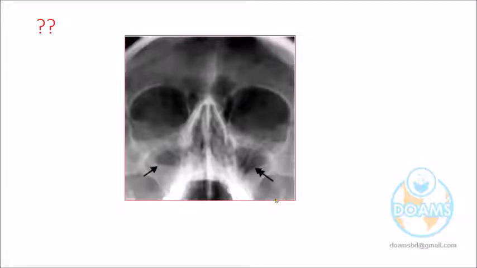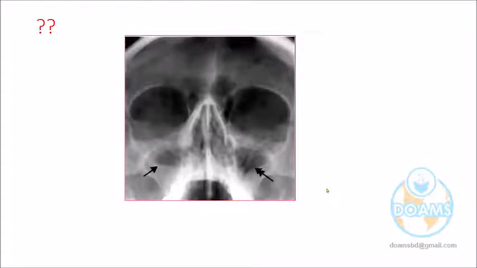But the diagnostic clue: you see there is an almost straight line. Fluid. It is called an air fluid level. Air fluid level, there is a level. But here there is no fluid level, but mucosal thickening is there. Right? Now the question is acute sinusitis and chronic sinusitis. Which one is acute, which one is chronic? Or both are acute or both are chronic? This is acute sinusitis, air fluid level, and this is chronic sinusitis.